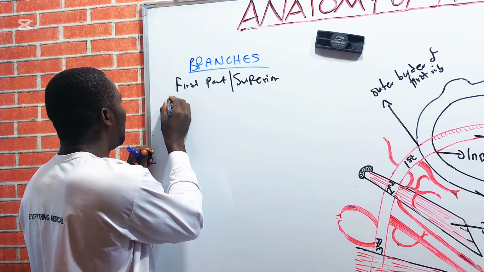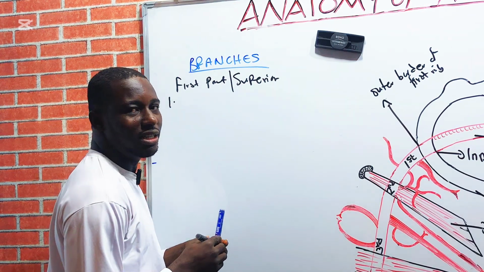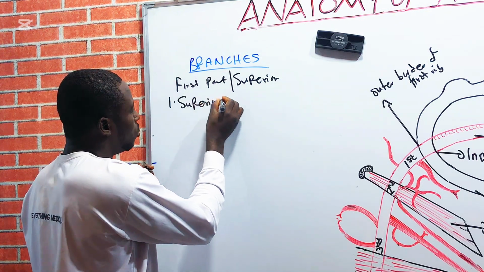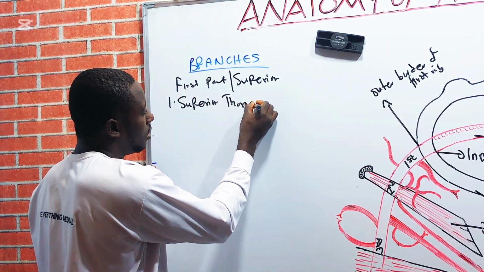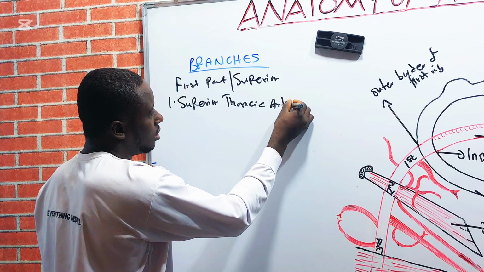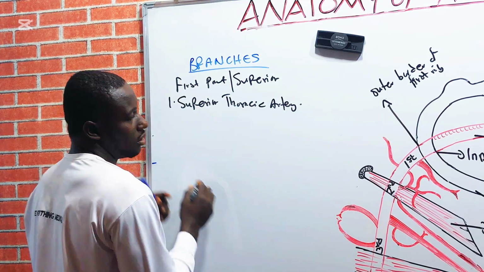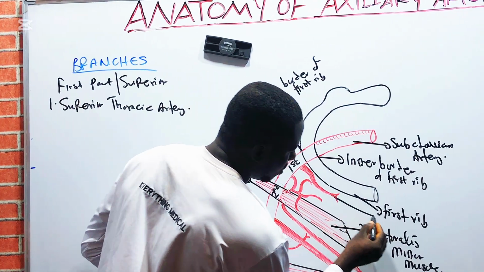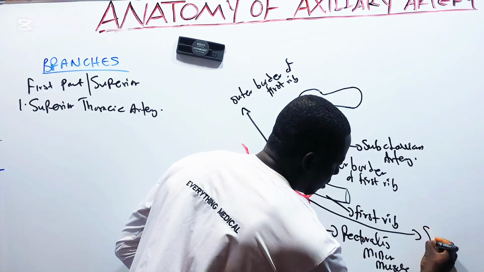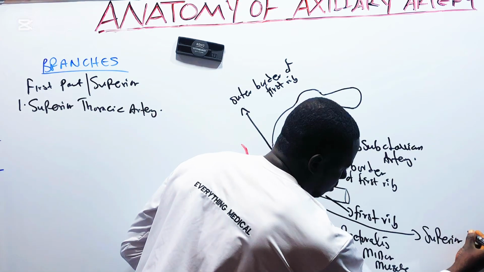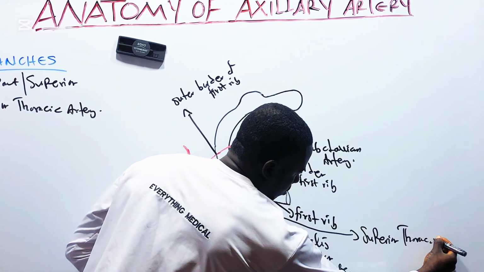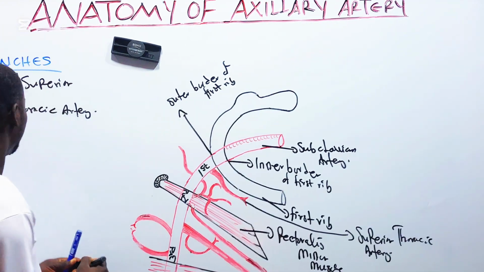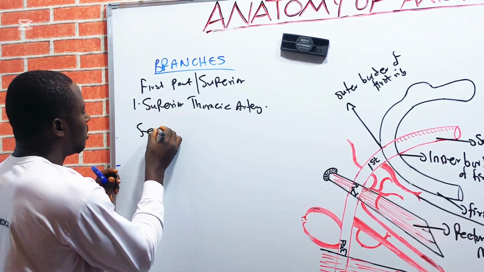We have number one, the artery on the first part, which is the superior thoracic artery. Look at the superior thoracic artery here. This is the first part. So here it becomes the superior thoracic artery.